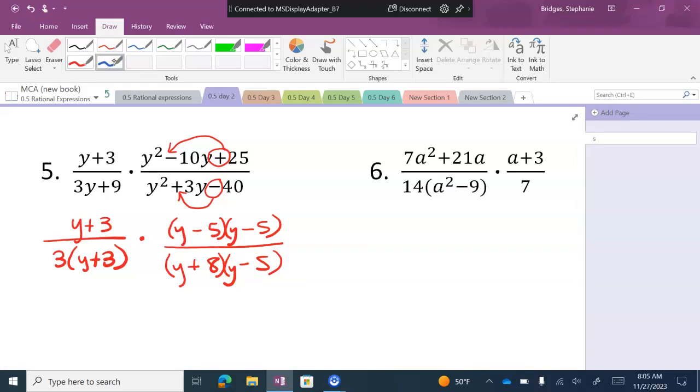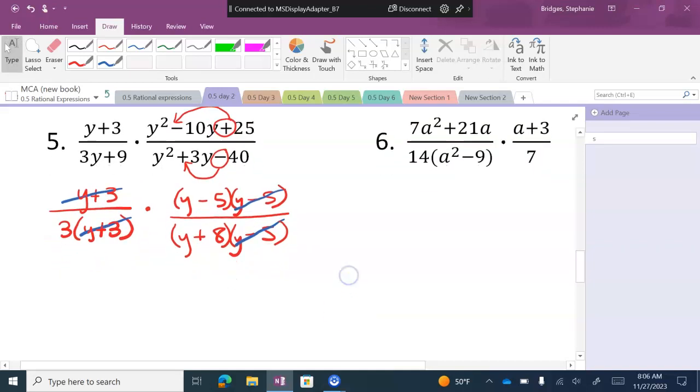Now everything is factored. Let's get rid of everything that we see is exactly the same. 1 at the top, 1 at the bottom. It can be in the same fraction. It can be in different fractions. What's the first thing you see? Y minus 5. Okay, what else? The y plus 3. Anything else?